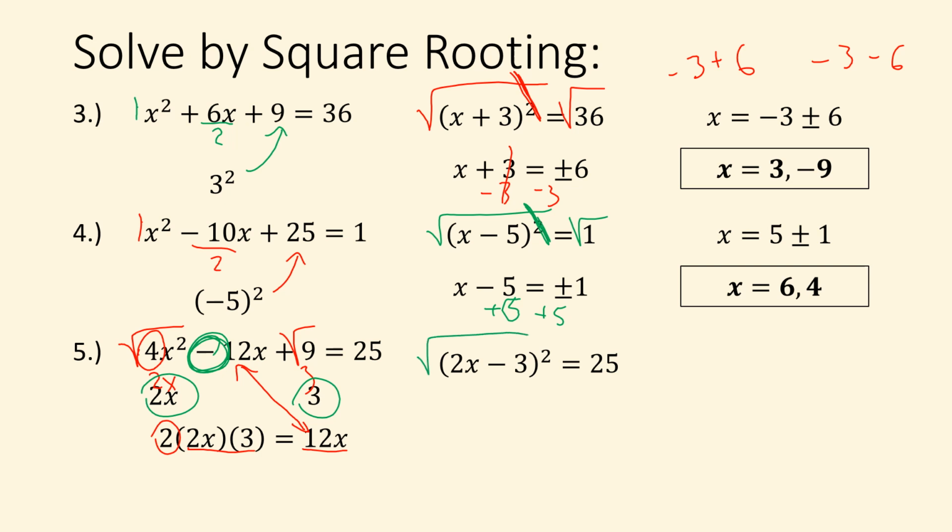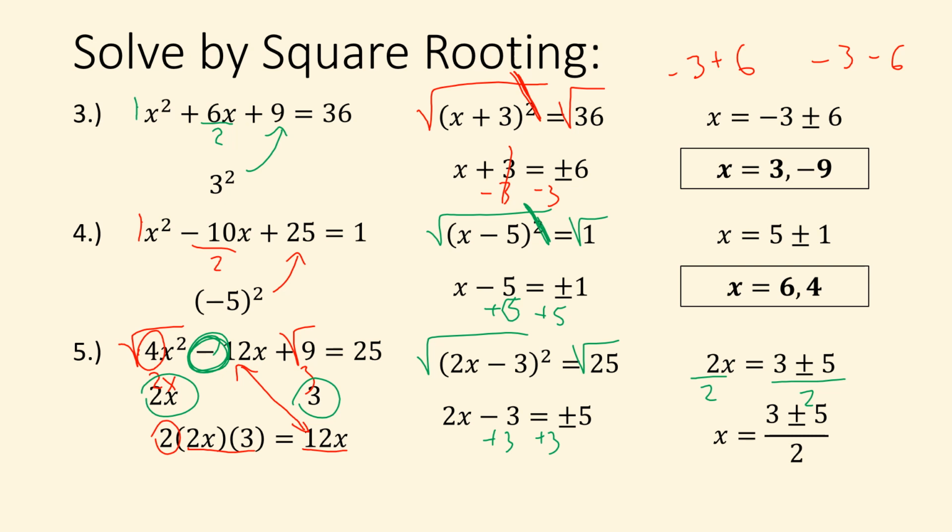Square root, square root. All right, plus minus in front of the 5. Add 3. Divide by 2. And simplify it.